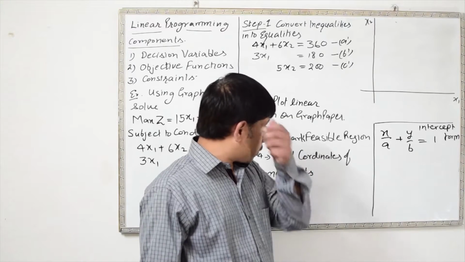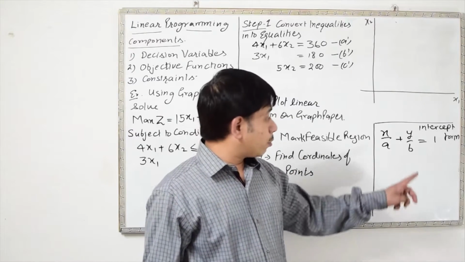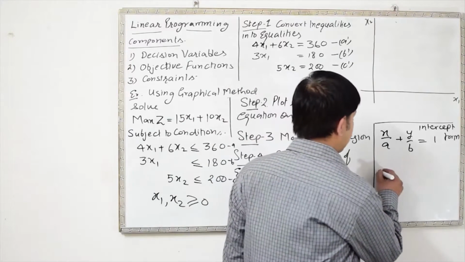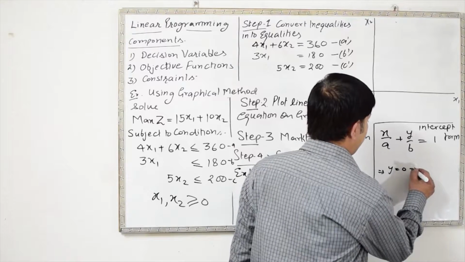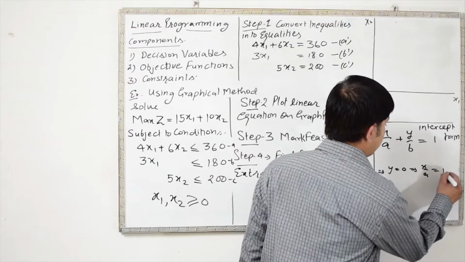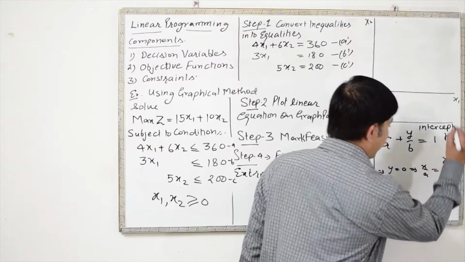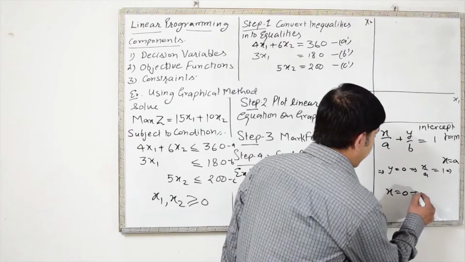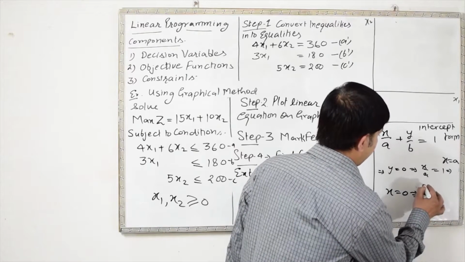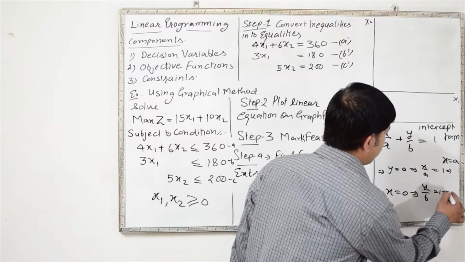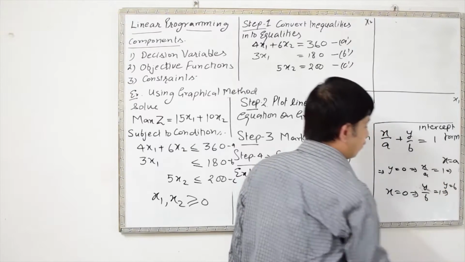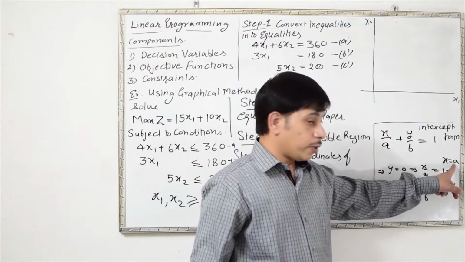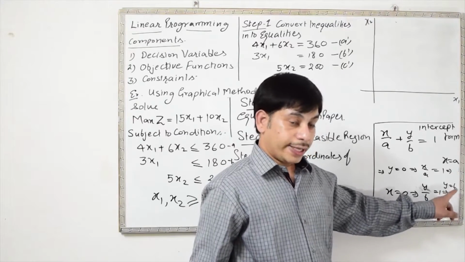So what we did to plot this line: first we put y is equal to 0, we get the x intercept on the x axis. Likewise, if we put y is equal to 0, we have x upon a is equal to 1, so x is equal to a. And if we put x is equal to 0, we had y upon b is equal to 1, which leads to y is equal to b. So to plot this line, we have intercept x is equal to a on the x axis and y is equal to b on the y axis.